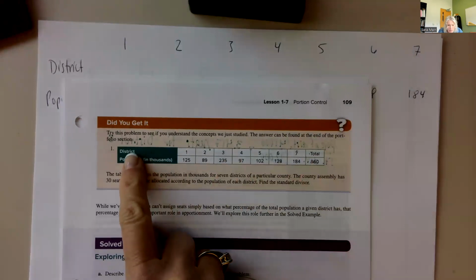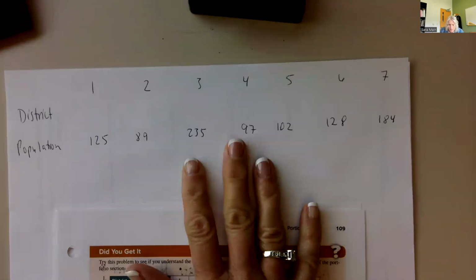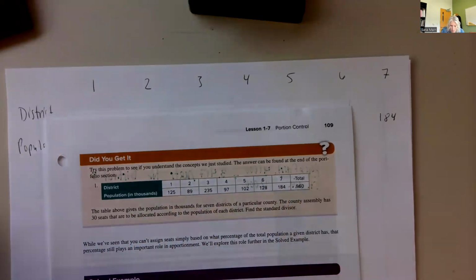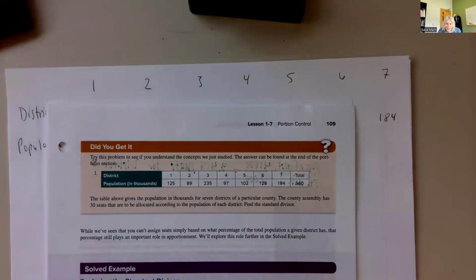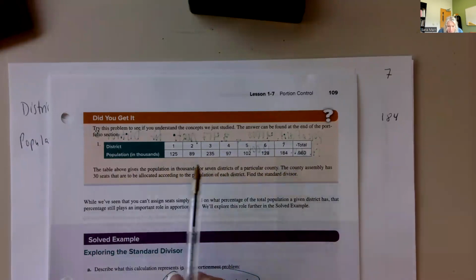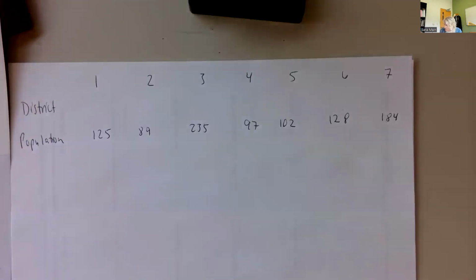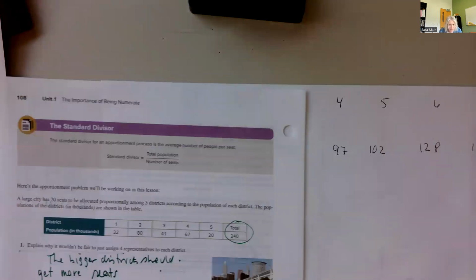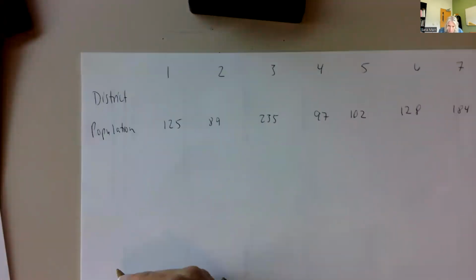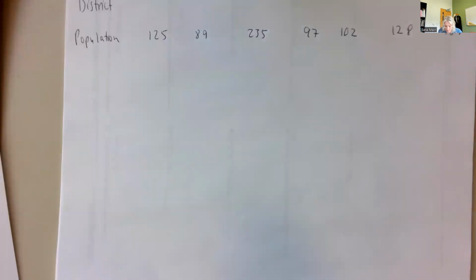You're going to want to rewrite this table. So I recreated my table. The only thing I don't have is my total. It's a county that has 7 districts and a total population of 960,000. The county assembly has 30 seats that are to be allocated according to the population of each district. Find the standard divisor. Remember that the standard divisor is the total population divided by the number of seats.